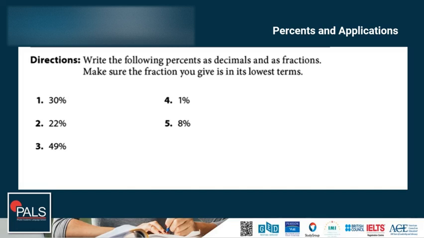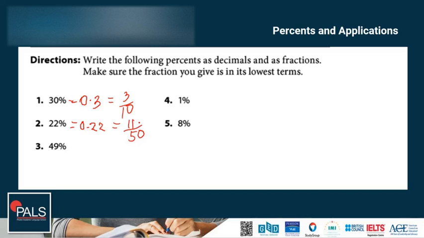Here are the answers. 30% is equal to 0.3 as a decimal and 3/10 as a fraction. Number 2, 22% is equal to 0.22 as a decimal and 11/50 as a fraction.